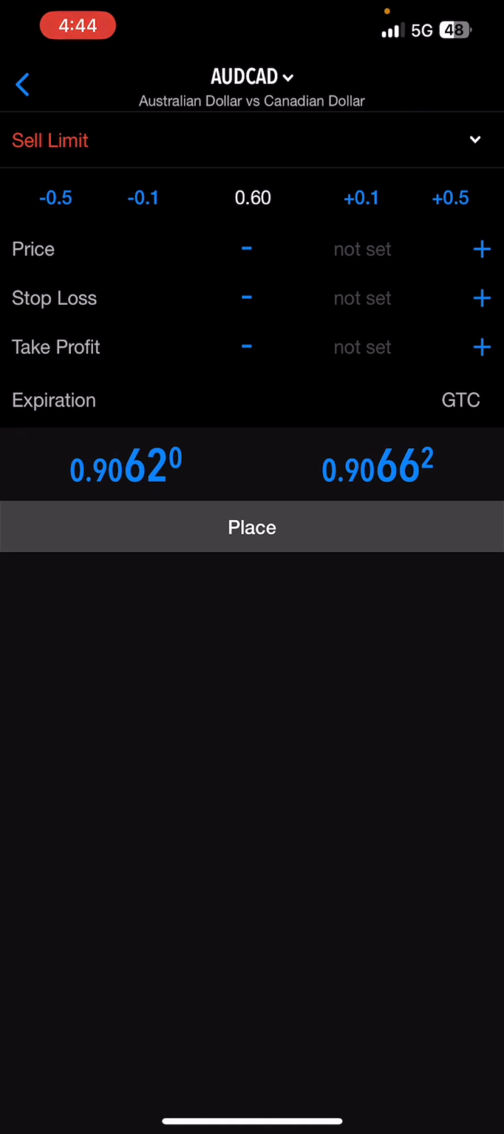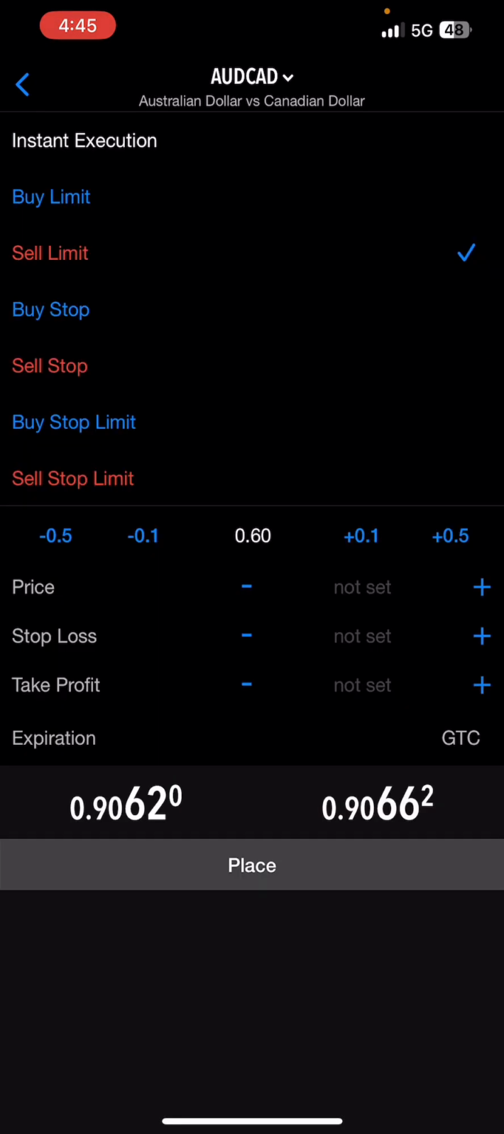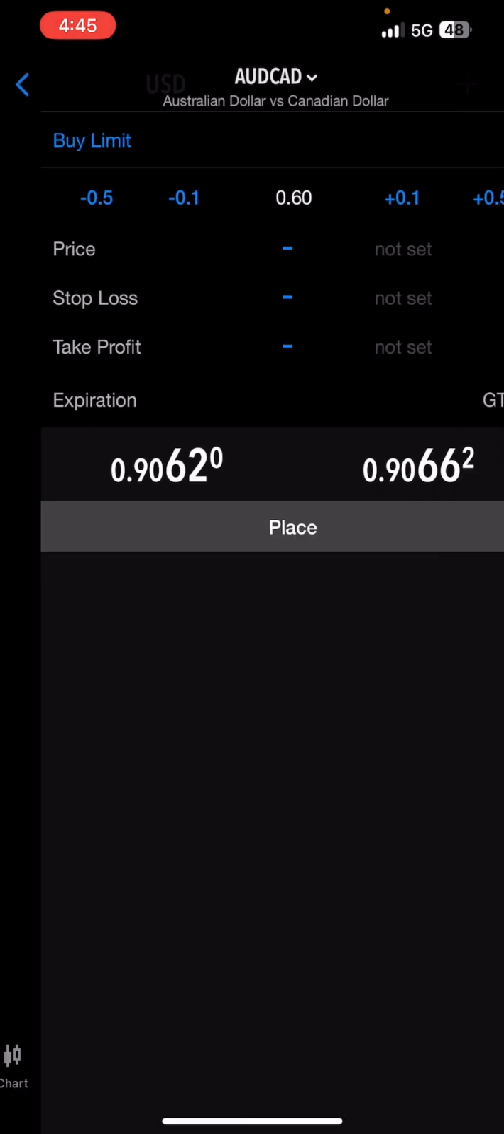So sell limit is basically you placing an order that you want to sell this currency at a high price when the market has not even gotten to that price. Buy limit is when you want to buy at a low price when the market has not gotten to that low price. Buy stop, sell stop, buy stop limit, sell stop limit. I'm going to create a video to explain everything so you don't get confused at this stage. So you click on plus.